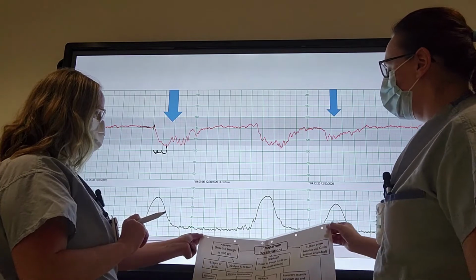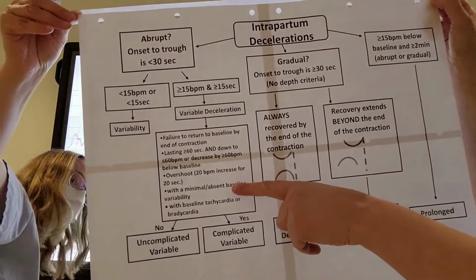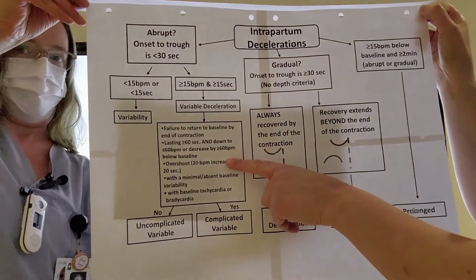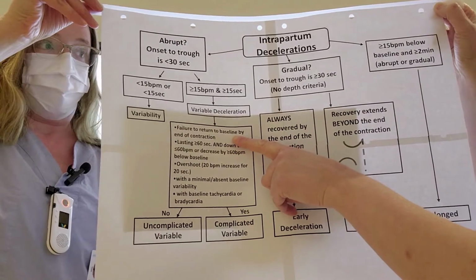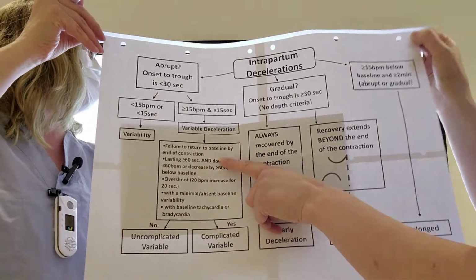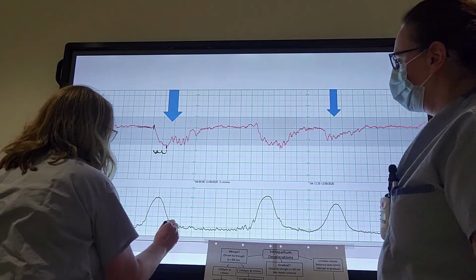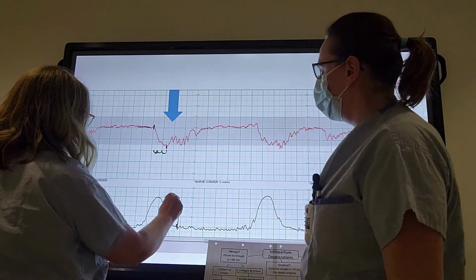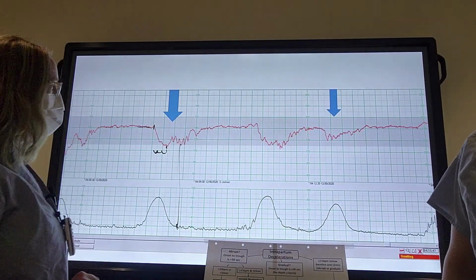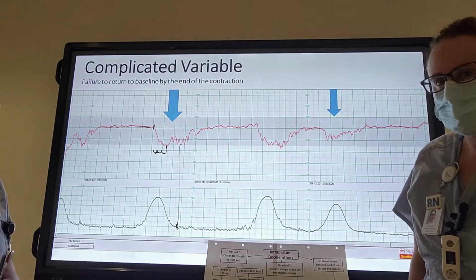Now we're going to look for any characteristics that might make this variable complicated. The one I think that fits in this situation is failure to return to baseline by the end of the contraction. If I look to the end of my contraction, here, that decel is still going on. So look straight up. He's still having his decel. So this is a complicated variable, failure to return to baseline by the end of the contraction.